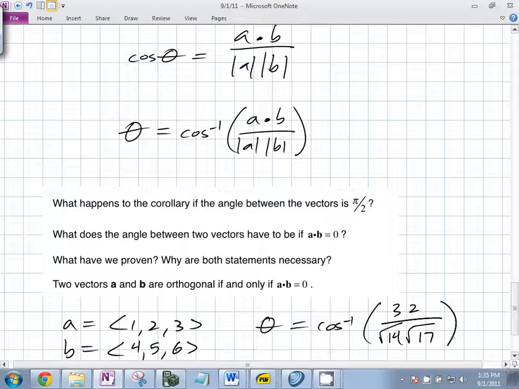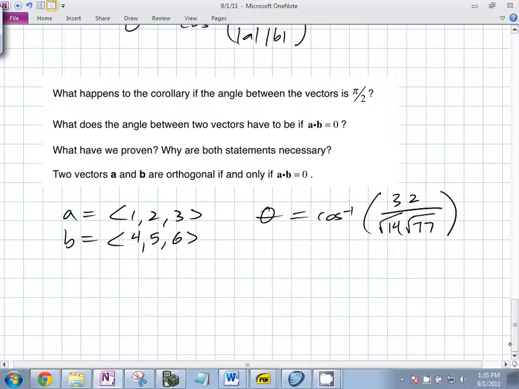How did you get that? How did I get that? Right there. So what is 32? 32 is the dot product of A and B. 4 plus 10 plus 18. We're good with that? How did we get, what's root 14? The square root of 1 squared plus 2 squared plus 3 squared. And what's the square root of 77? That's the square root of 16 plus 25 plus 36. Do you do this by hand? No. This should be automatic on your calculator by sight, you're all set.